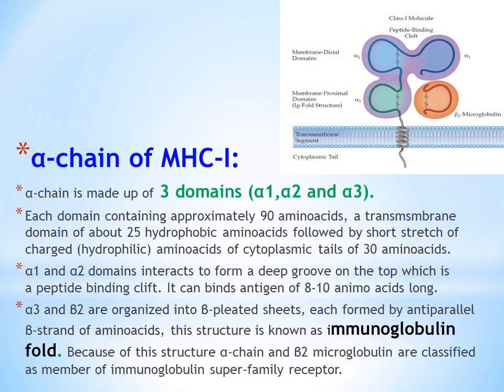The alpha chain, as I've told you, is made up of three domains: alpha 1, alpha 2, alpha 3. Each domain consists of 90 amino acids. Alpha 3 continues with a transmembrane domain of 25 amino acids and a cytoplasmic tail of 30 amino acids. The groove which is formed by alpha 1 and alpha 2 forms the peptide binding cleft, which can bind with an antigen of 8 to 10 amino acids long.